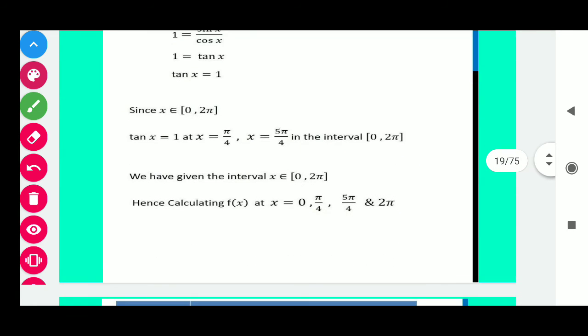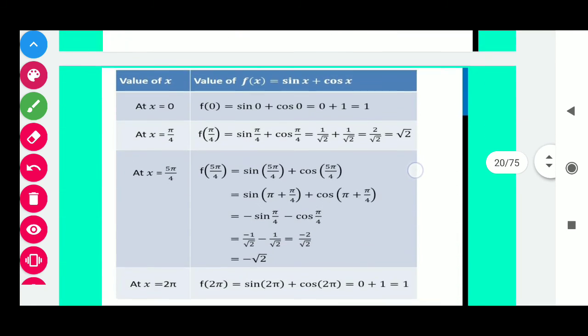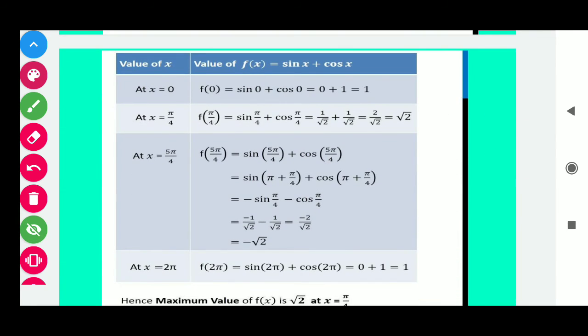Now students, we calculate f(x) at 0, π over 4, 5π over 4 and 2π. Students, the given interval is x belongs to 0 to 2π, and these values lie between 0 and 2π. Now put these values in the given function. First we put 0: sin 0 is 0, cos 0 is 1. If you put π by 4, then sin 45 and cos 45 both equal 1 over root 2. In this way we get root 2.